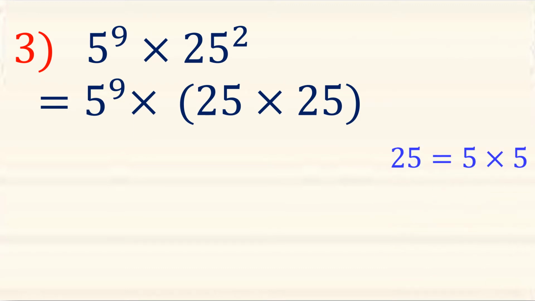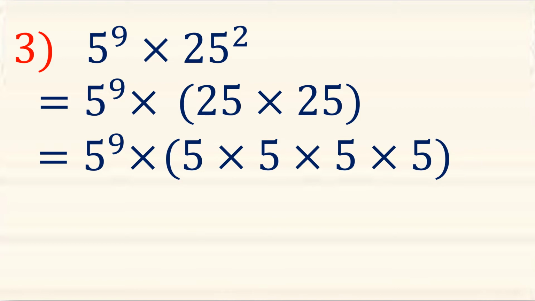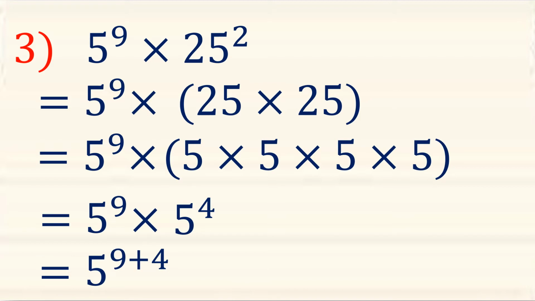Then, take note, 25 is equal to 5 times 5. So we are going to rewrite 25 as 5 times 5. So we have 5 times 5 times 5 times 5. How many 5s are there? Very good, there are 4. So we have to write 5 to the ninth times 5 to the fourth. In here, we can apply the product law. We are going to copy the base and then add the exponents, okay? So we have 5 to the 13th.